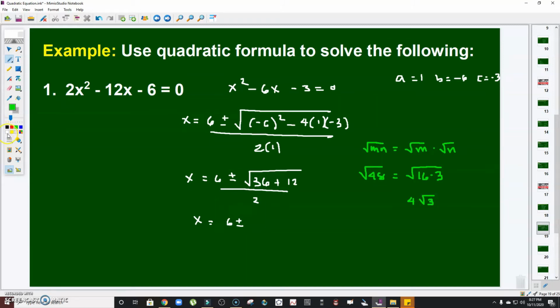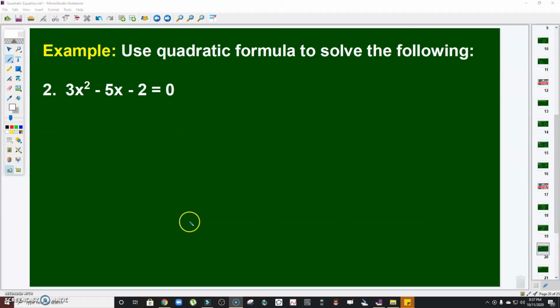So therefore, this can be written as square root of 48 is equal to 4 square root of 3, all over 2. And you can further simplify that. So 6 over 2 is 3, 4 over 2 is 2. So the answer here is 3 plus minus 2 square root of 3. And this is your final answer.